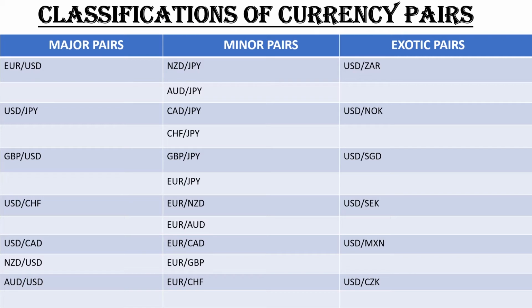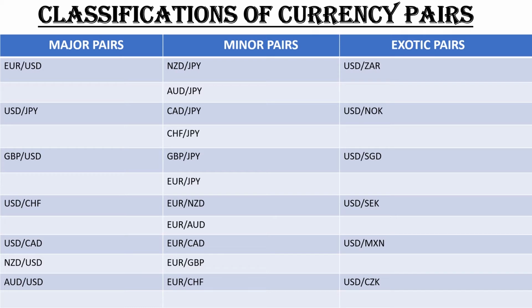Moving forward, you have minor currency pairs. In all, there are 24, but we just limit ourselves to a few. The first one is what? New Zealand dollar against Japanese yen. Australian dollar against Japanese yen. Canadian dollar, Japanese yen. Swiss franc, Japanese yen. Great British pound, Japanese yen.